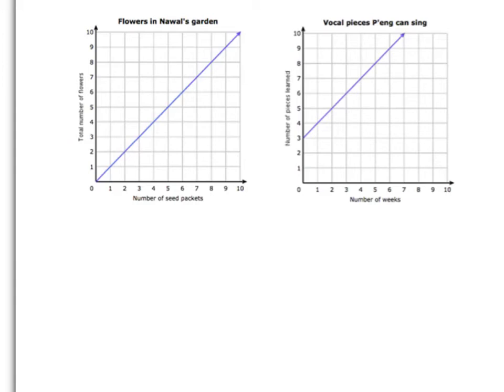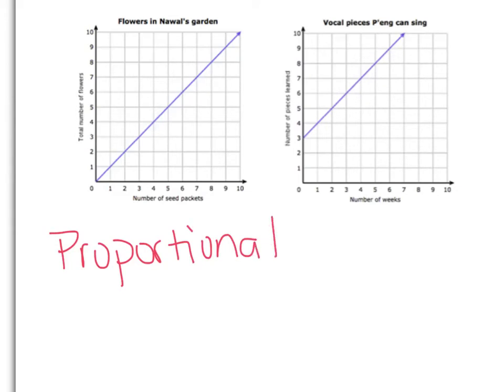Just think really quick in your head, which is proportional, which one is not proportional. Hopefully you said the first one is proportional because it's linear and it has a y-intercept of 0. The second one is not proportional. It is linear, but the y-intercept is at 3.